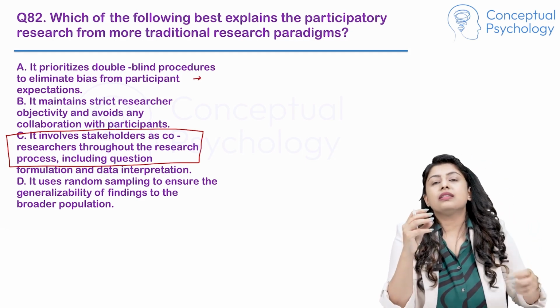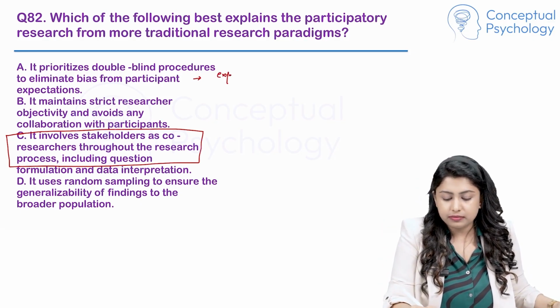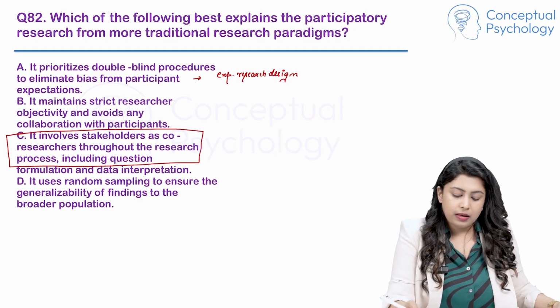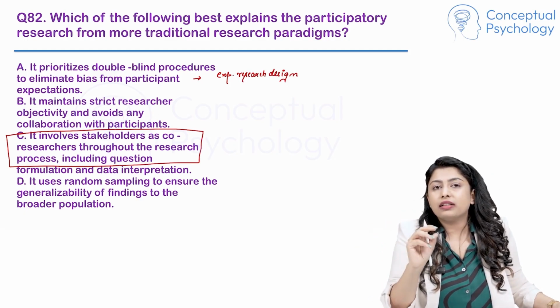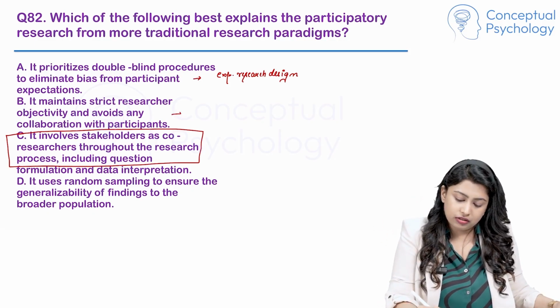Why? Because this is a characteristic of experimental research design. This is experimental research design. B, traditional research emphasizes objectivity. Participatory research embraces collaboration.